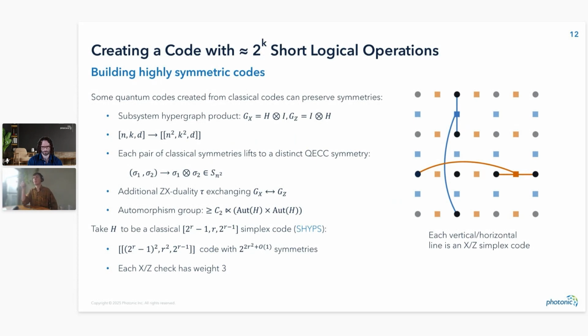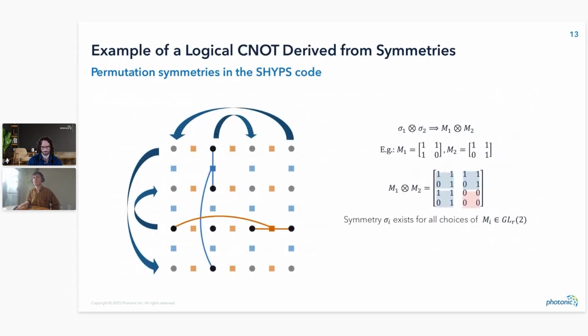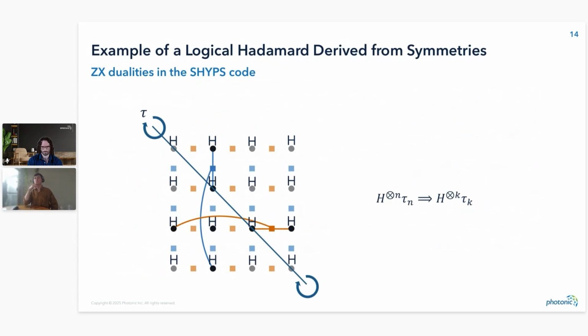We call it tau, and it essentially behaves like a reflection along the diagonal of the qubit array. Okay, apologies for missing that. It's going to come up a bunch, so it's good we covered it. We use it exactly in the construction of a logical Hadamard.